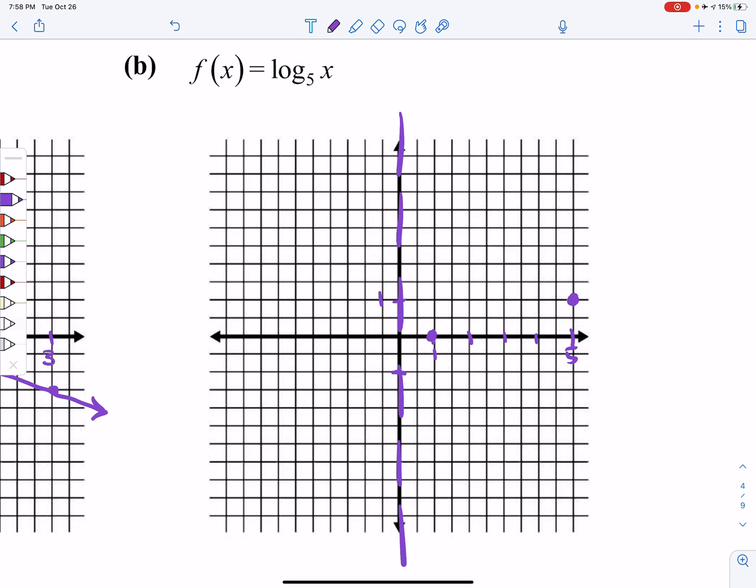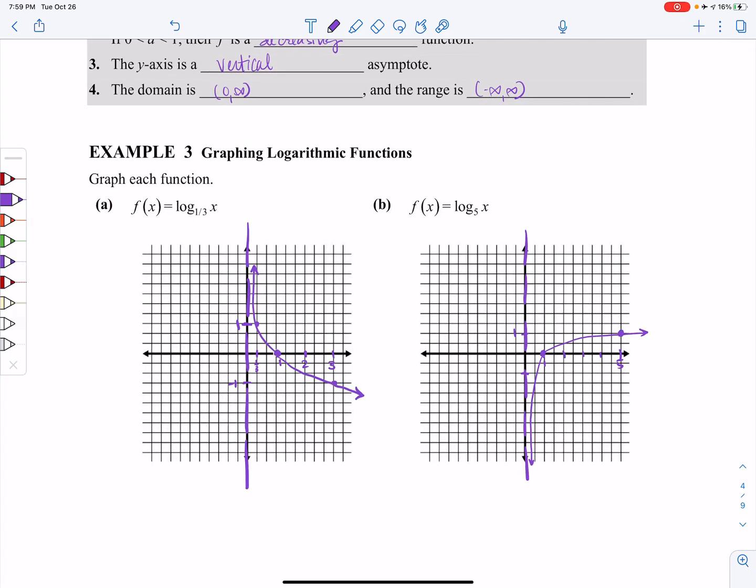But here you'll notice that the top side of the graph is the side that looks like half of a parabola tipped on its side. And then the bottom half of the graph is the half that's getting closer and closer to that vertical asymptote.